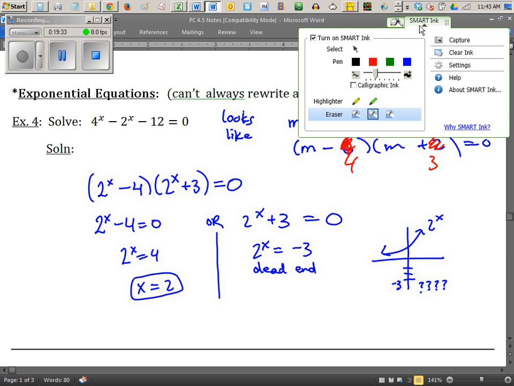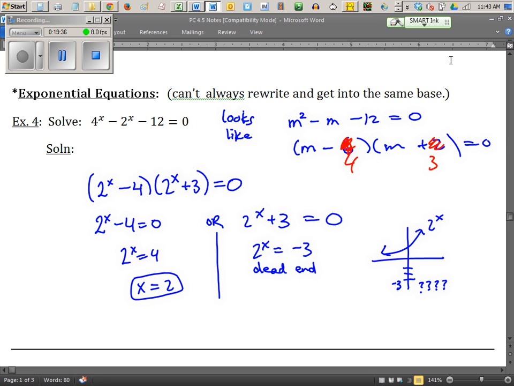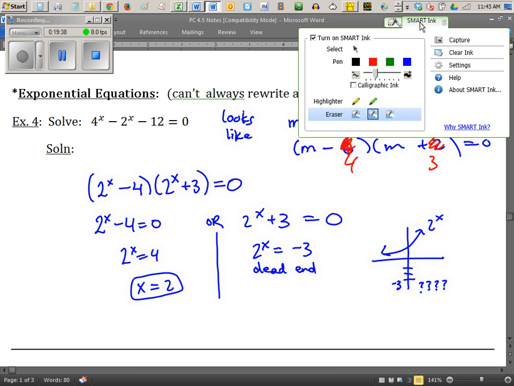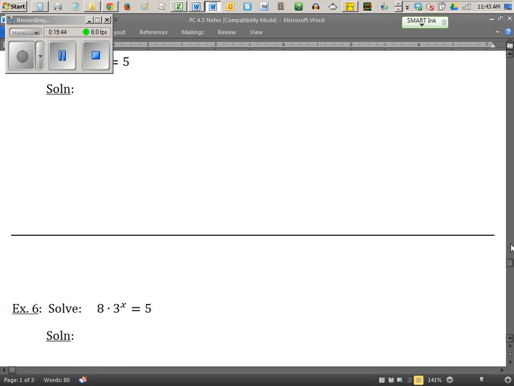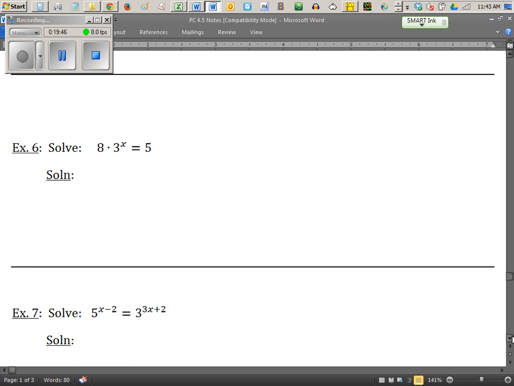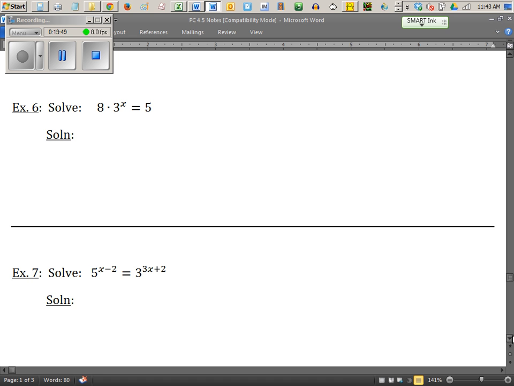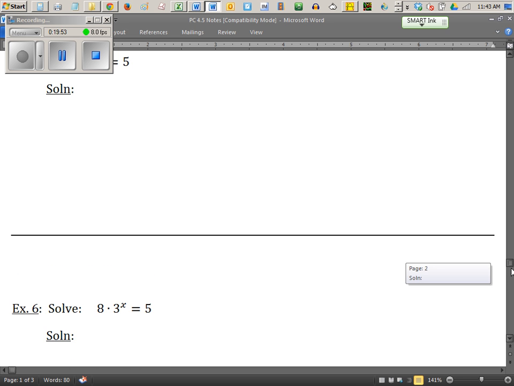Can I erase the ink? Except I just clicked settings. So I'm waiting for a new menu to pop up all of a sudden. Okay, let's go to example 5. This is a short one. I think I skipped one.